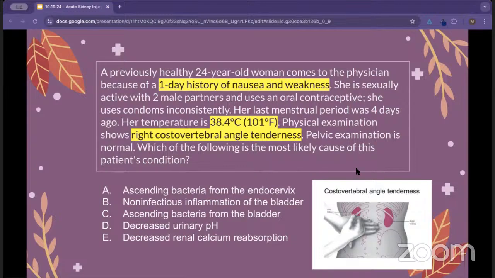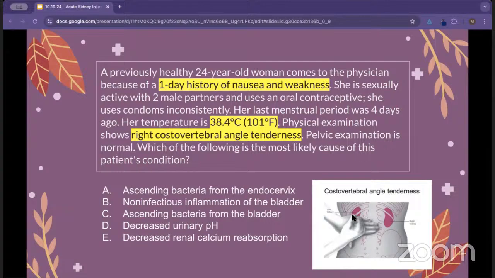This is to remind you from our previous session on the physical exam when you want to tell if there is a kidney infection. So this is not cystitis, and this is not chronic pyelonephritis. This sounds more like acute pyelonephritis, because the costovertebral angle tenderness, nausea, and fever are classic characteristics of pyelonephritis.